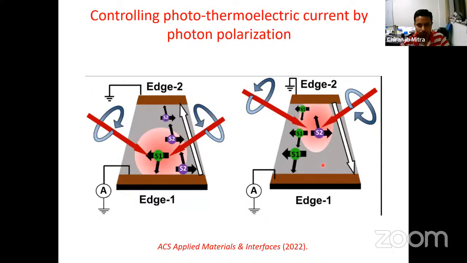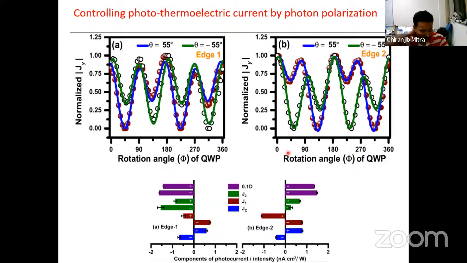So now just the last part. Before, we put the beam at the center. Now we put the beam at one edge and then at another edge, so that there is a photothermal EMF induced in the sample. So this is, let's say, edge 1 and this is edge 2, and we are coming both from plus theta and minus theta in both cases. And this is the final plot. Let's say we take theta equal to 55 degrees, and this is edge 1, and these are the components.